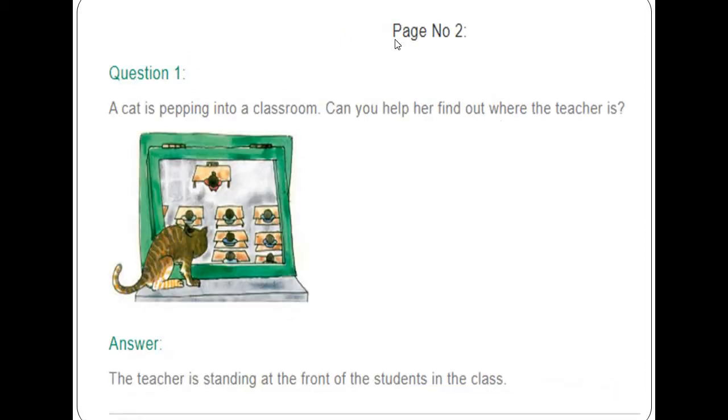This is our another question. Question number 1. A cat is stepping into a classroom. Can you help her find out where the teacher is? Look at this picture carefully. This is the cat, this is the window, and inside the window a class is running. See, this teacher is teaching the students and the students are studying.